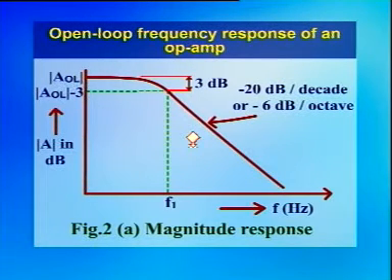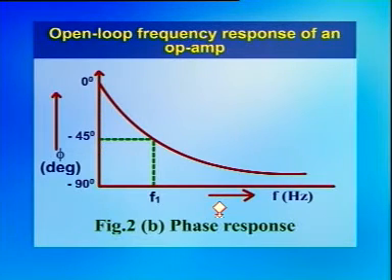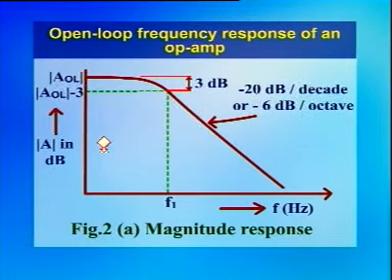At f very much less than f1, the capacitor effect is negligible and hence mod A equal to mod AOL. At f equal to f1, mod A in dB equal to mod AOL in dB minus 3 dB, and phase angle at f equal to f1 equal to minus 45 degrees. At f very much greater than f1, mod A decreases at a rate of 20 dB per decade.